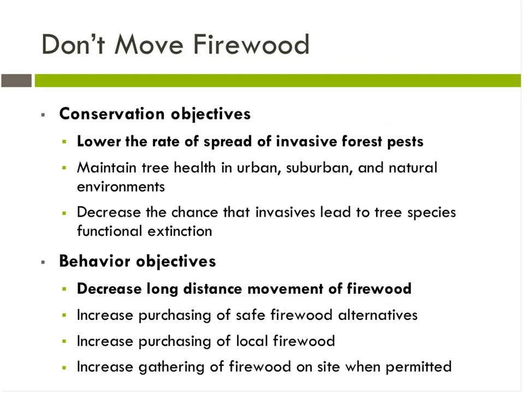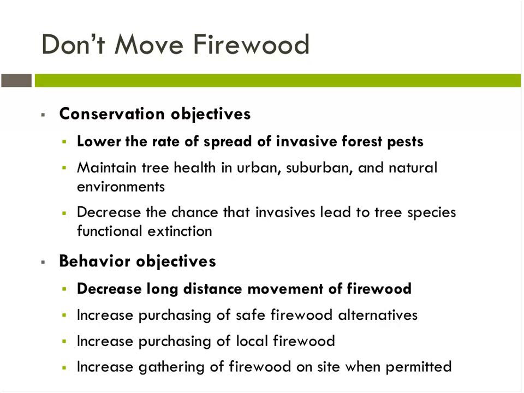So we have two basic objectives that drive everything we do. We have conservation objectives that are the ultimate on-the-ground results that we want to see, which is lowering the spread of invasive forest pests, which in turn will maintain tree health and decrease the chance that invasive species lead to tree species functional extinction. We don't want to see the next Dutch elm disease hitting North America, and that's the shorthand term for what we're trying to avoid.